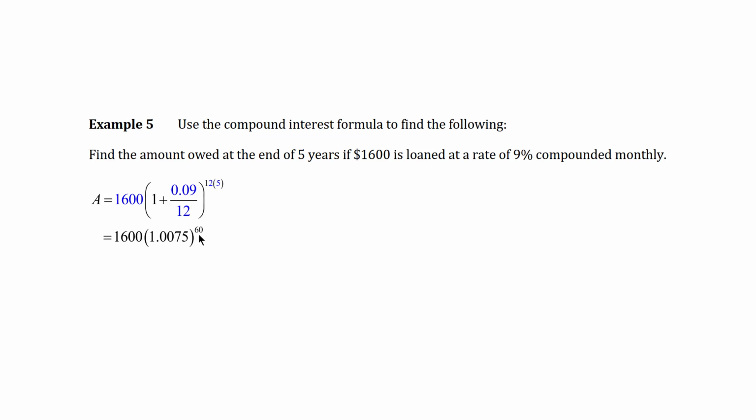Next, we could simplify using a calculator. We just take 1.0075 and raise it to the 60th power. Afterwards, we multiply it by 1600. The result is 2505.089643, and this decimal value keeps on going. After rounding this value to 2 decimal places, we get our final answer, which is $2,505.09 will be owed at the end of 5 years.